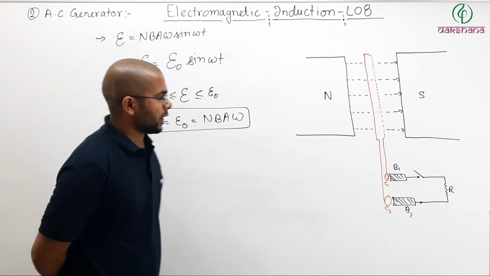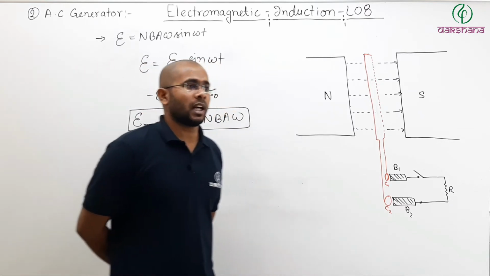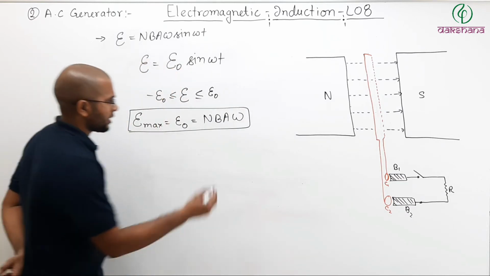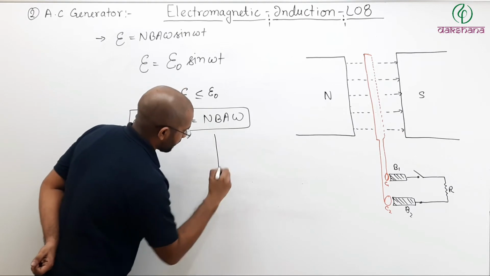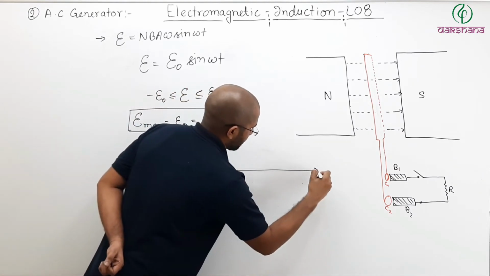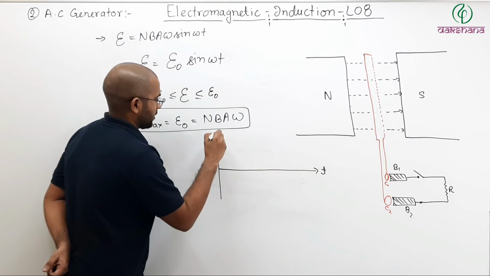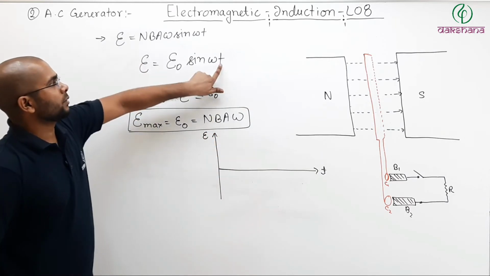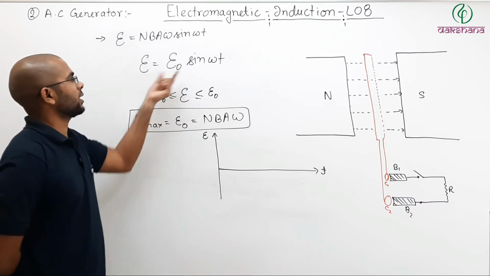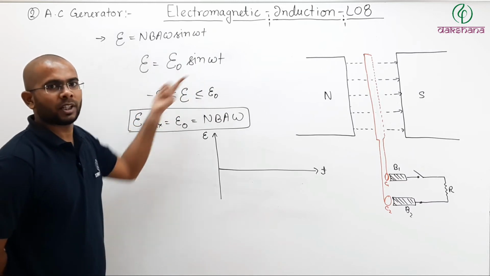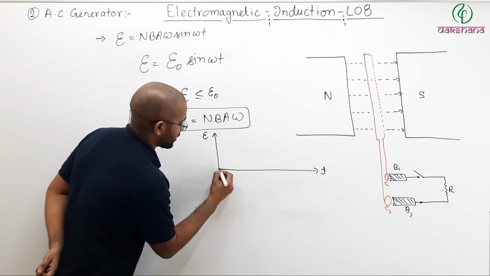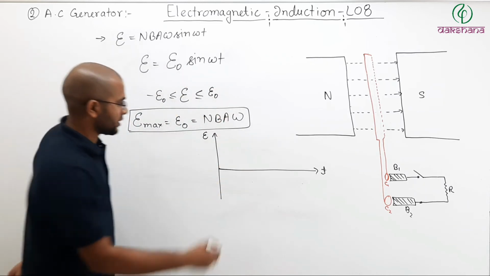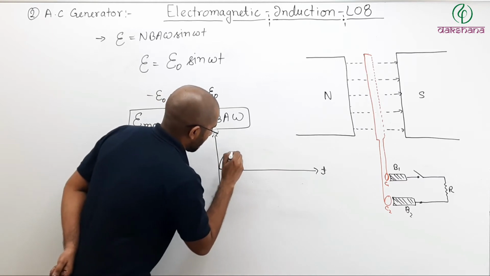Now if you want to draw the graph, how will the graph of this generated EMF look? Very easy. Suppose this is your time axis and this is your EMF axis. Then at t equal to 0, sine omega t is 0, so your EMF will be 0 because E naught is multiplied by 0. So from here you will start, and it will go the same as your sine function. So it will go like this.